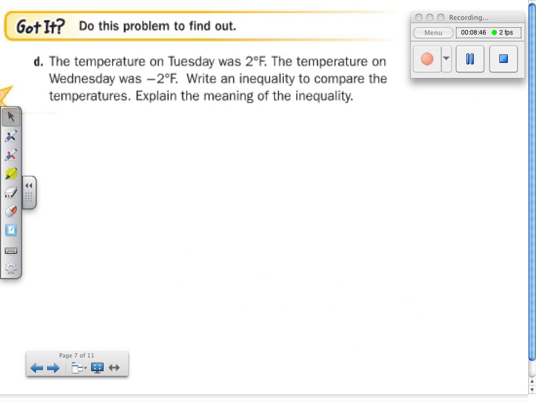The temperature on Tuesday. Pause the video, read the problem carefully, see if you can write an inequality to compare the temperatures and explain the meaning of the inequality. Stop your video, do the work, and then start it back up when you're ready.